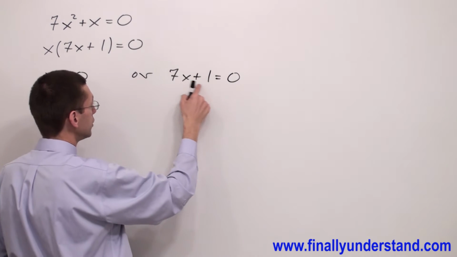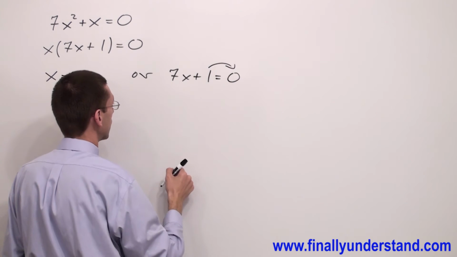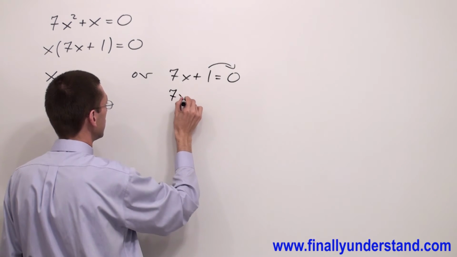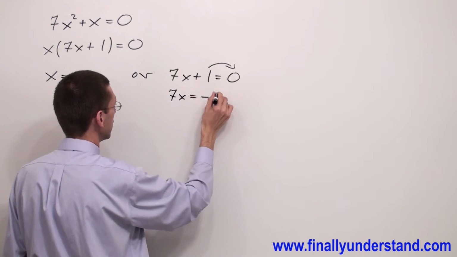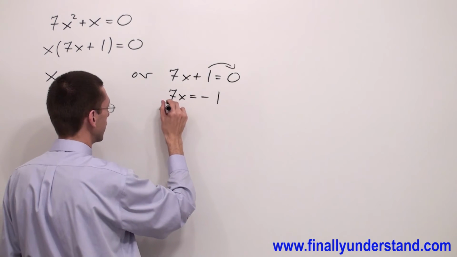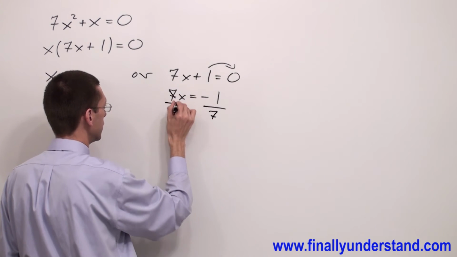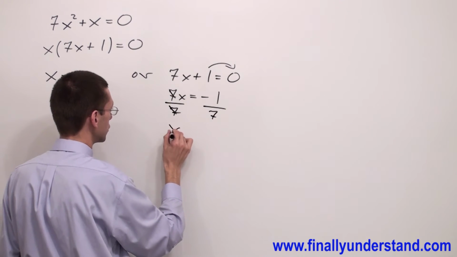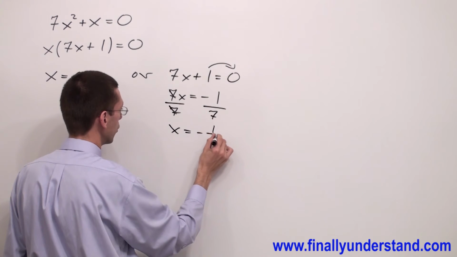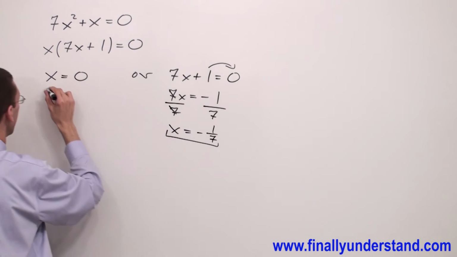I have to solve this equation for x. Move 1 to the right side, and I have 7x equals -1. In order to find the value of x, I have to divide both sides of the equation by 7. 7 and 7 will cancel out, and I have x equals -1/7. Okay, I found two values of x.